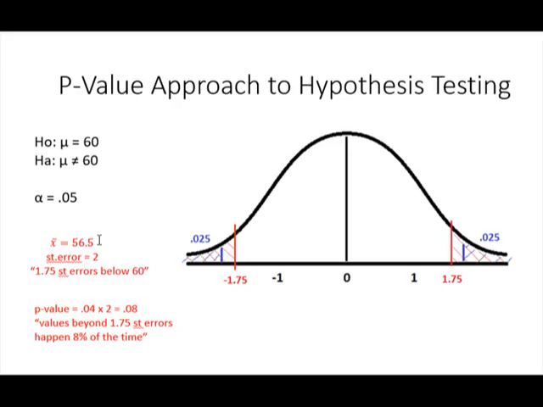So while our x bar of 56.5 was smaller than we expected, it's not so unexpected or so rare to say that the null hypothesis is conclusively wrong. We would fail to reject the null hypothesis, and if somebody wanted to believe that the true mean is equal to 60, we would have insufficient evidence to say that that claim is wrong.